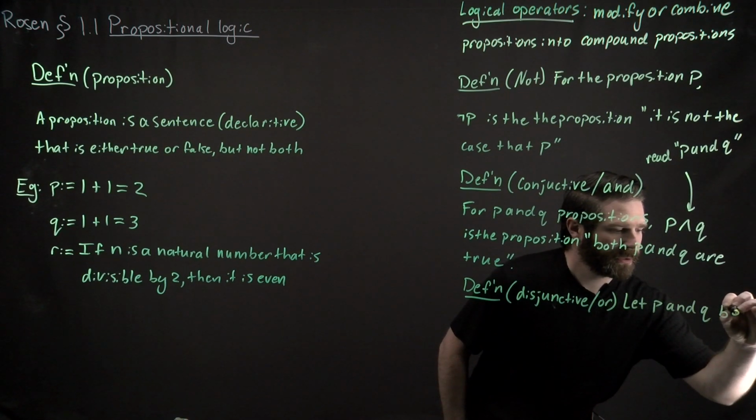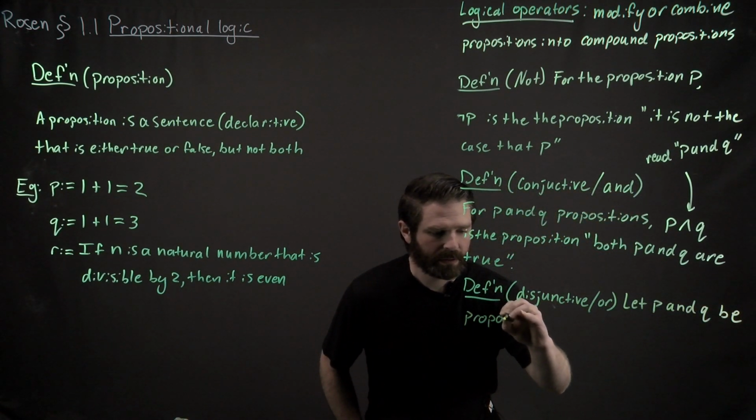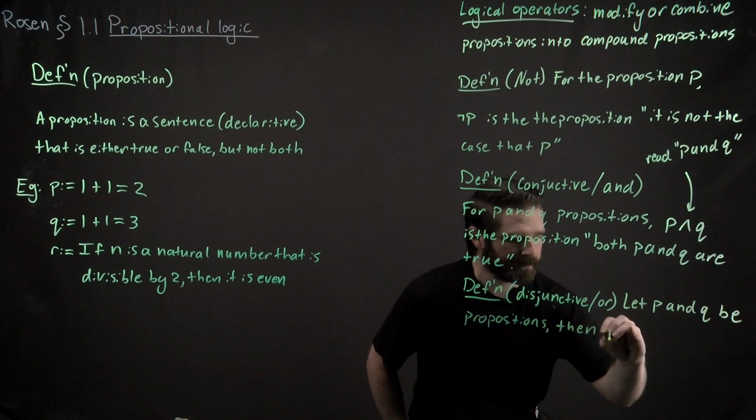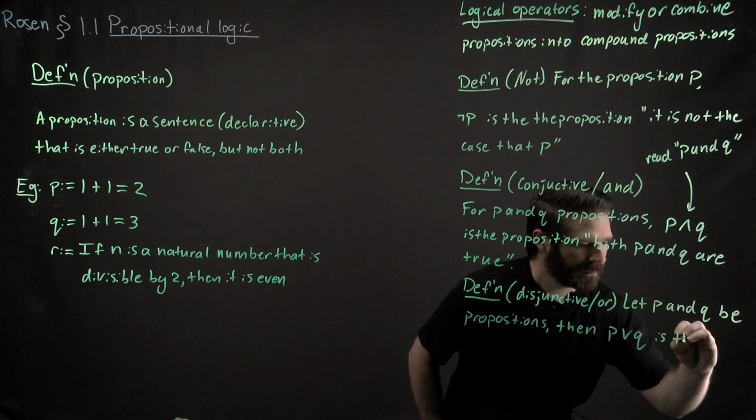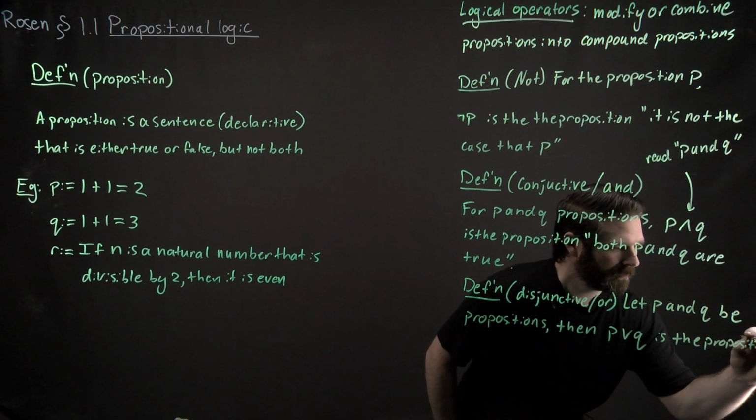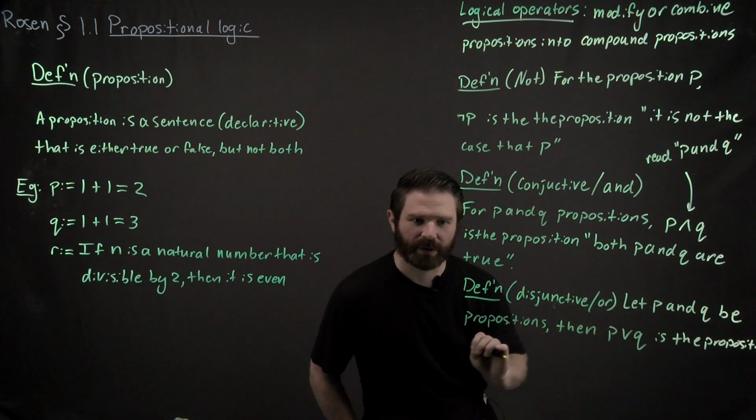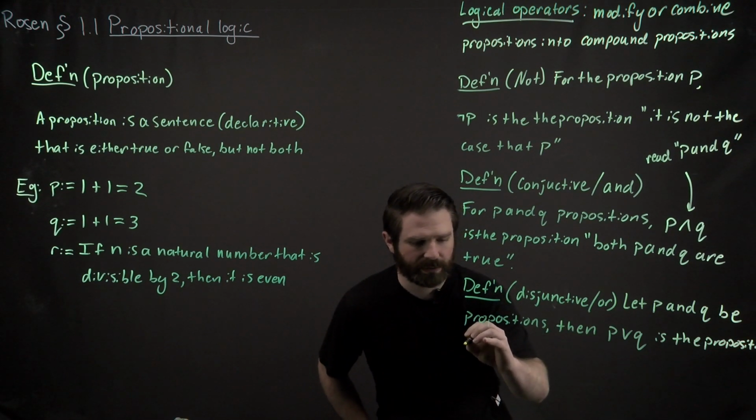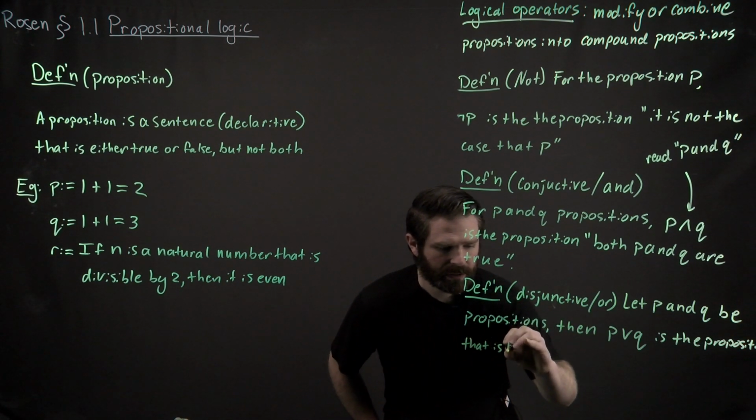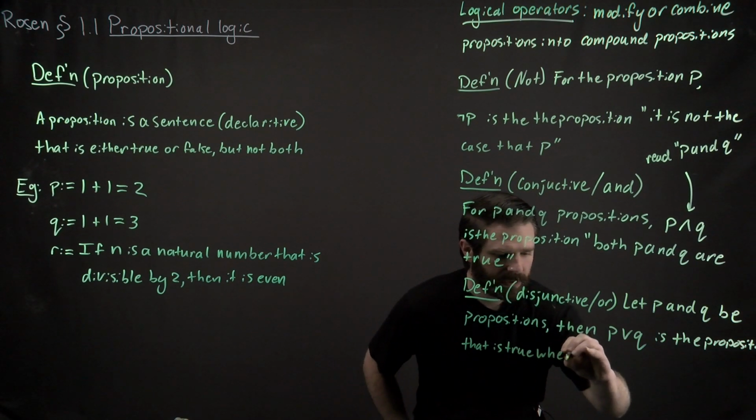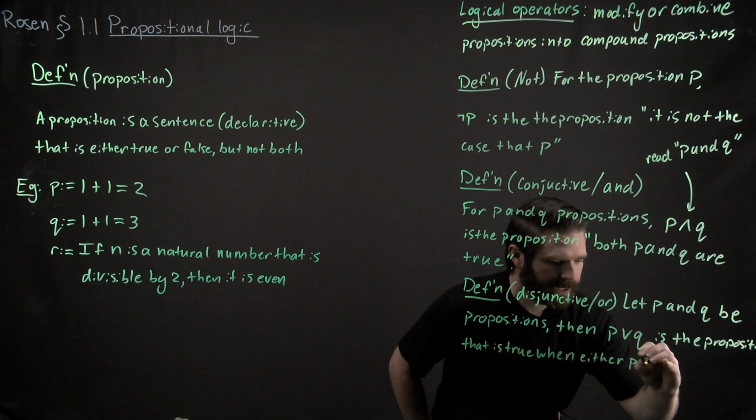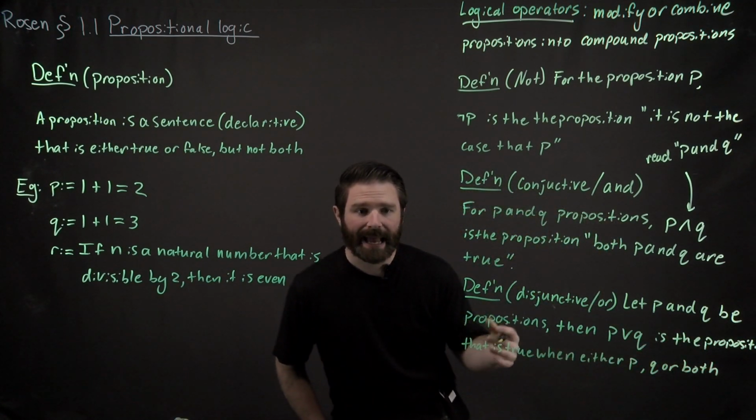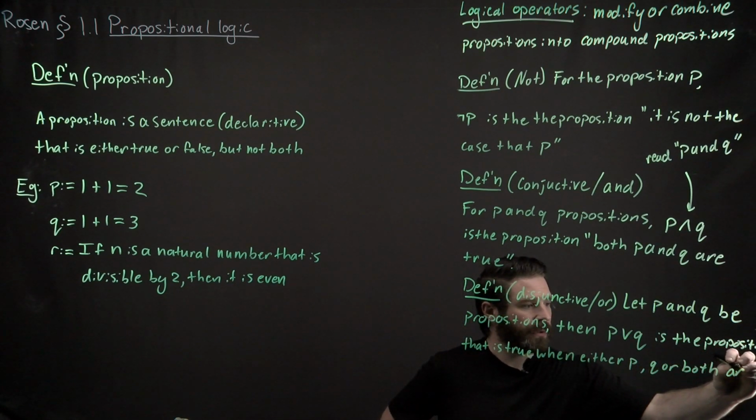Let P and Q be propositions. Then P or Q is the proposition that is true when either P, Q, or both P and Q are true.